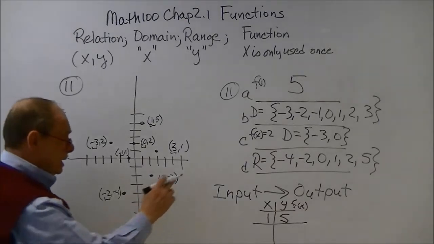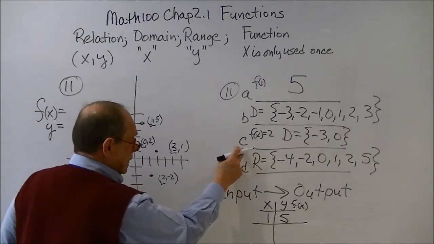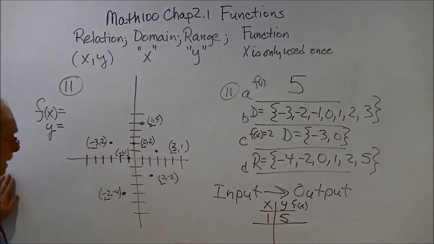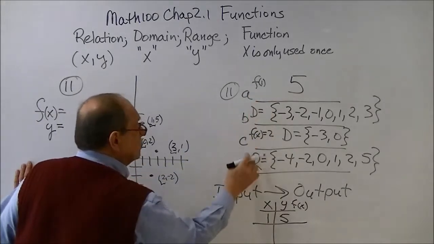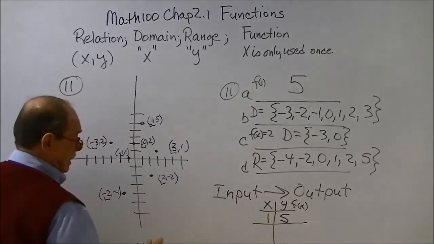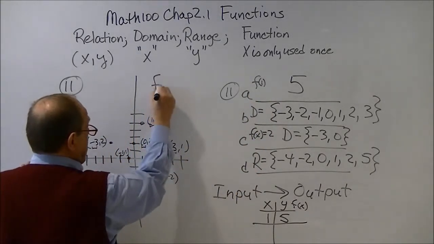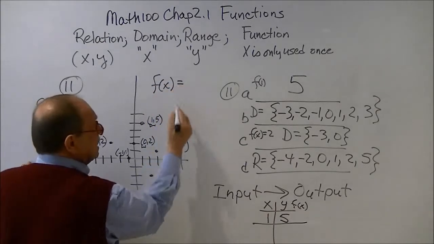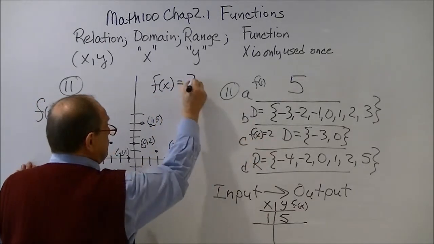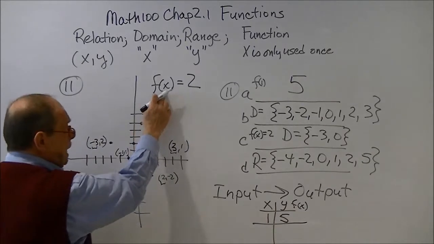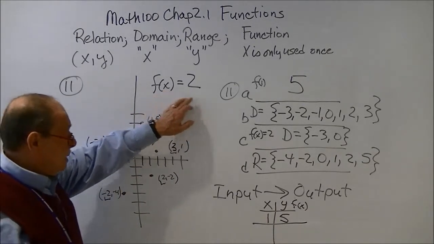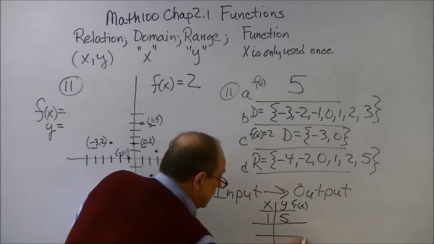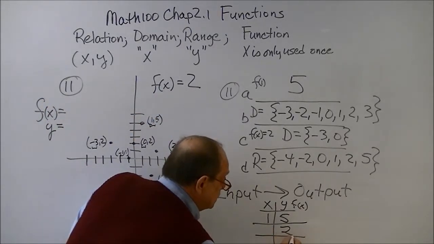Now, in letter C, it's a little modification of what they've done for number 1. They're writing this a little differently. They're saying f of x is equal to 2. We don't know what x is. That's what they're asking you. What are the x's where y will be 2?